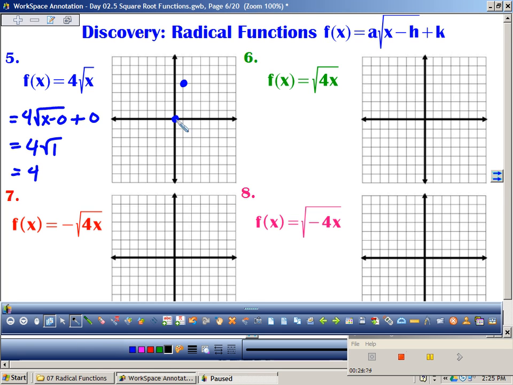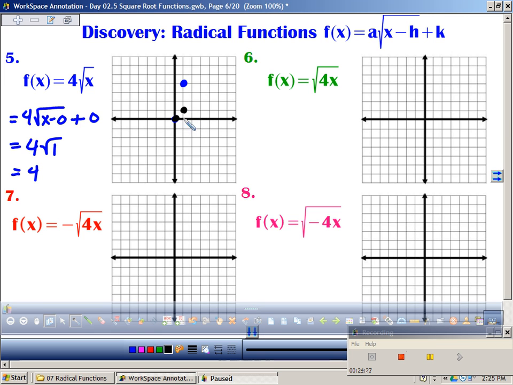The original parent graph was here, over 1 up 1, then over 4 up 2, like that. So this one, scaled by 4, is over 1, up 4, and I go over 4. I didn't go up 4, then it goes back. Let's double check the 4 here. Now the square root of 4 is just 2, times 4 equals 8.